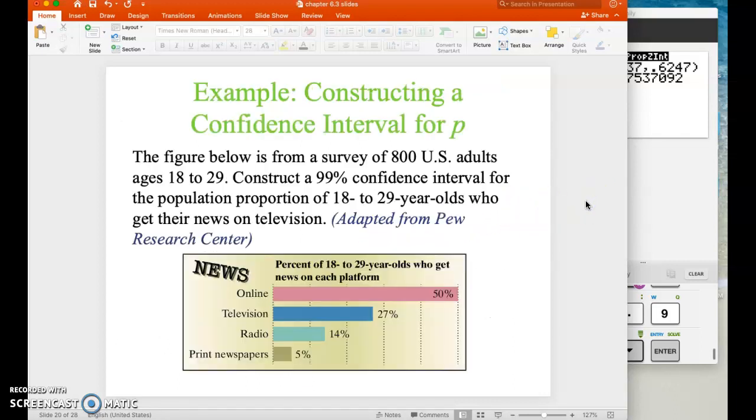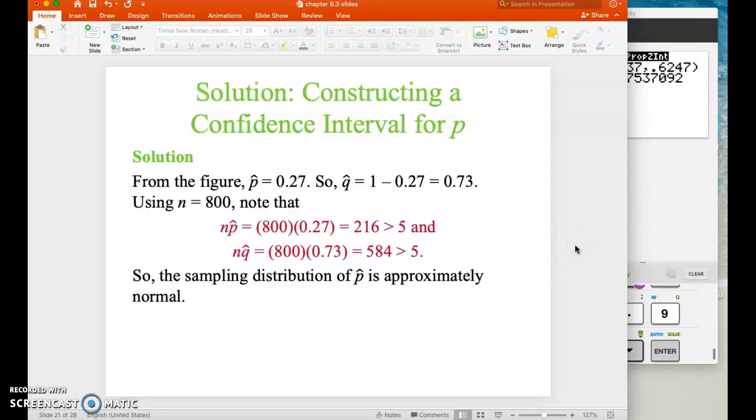Let's look at another example. The figure below is from a survey of 800 U.S. adults aged 18 to 29. Construct a 99% confidence interval for the population proportion of 18 to 29-year-olds who get their news on television. Looking down at the graph, we can see that 27% of 18 to 29-year-olds get their news from television. We're going to use that value as our p hat value.